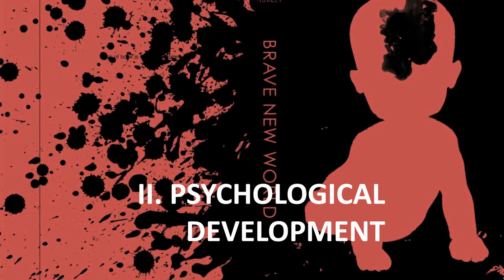In this second part, where we will analyze chapter 2 very closely, we'll see the second part of this development of the human within the world state by looking at the psychological development of humans. So let's look at the ways that the world state conditions people after they are born.